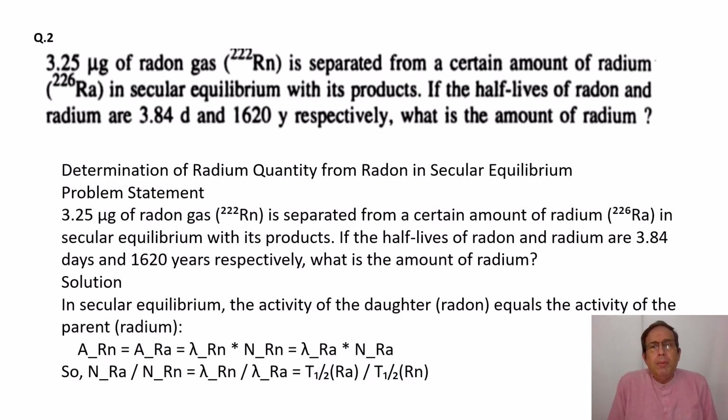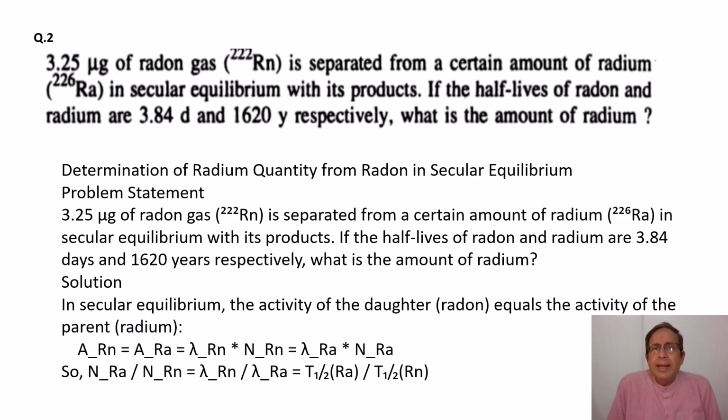So another problem which is also given in S.N. Ghoshal. You have 3.25 micrograms of radon gas, 222Rn, separated from a certain amount of radium, 226Ra, and these two samples are in secular equilibrium. So the radon gas is in secular equilibrium with radium.